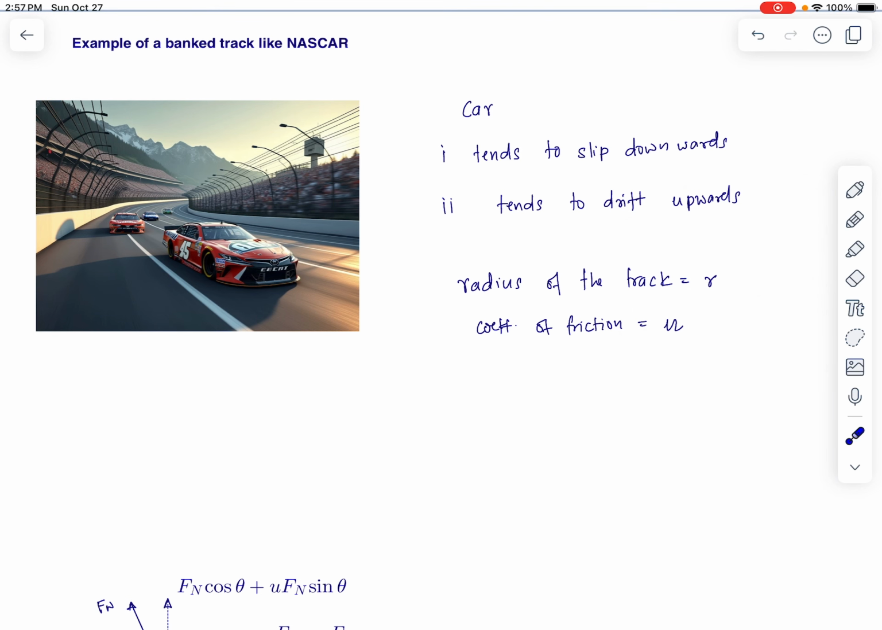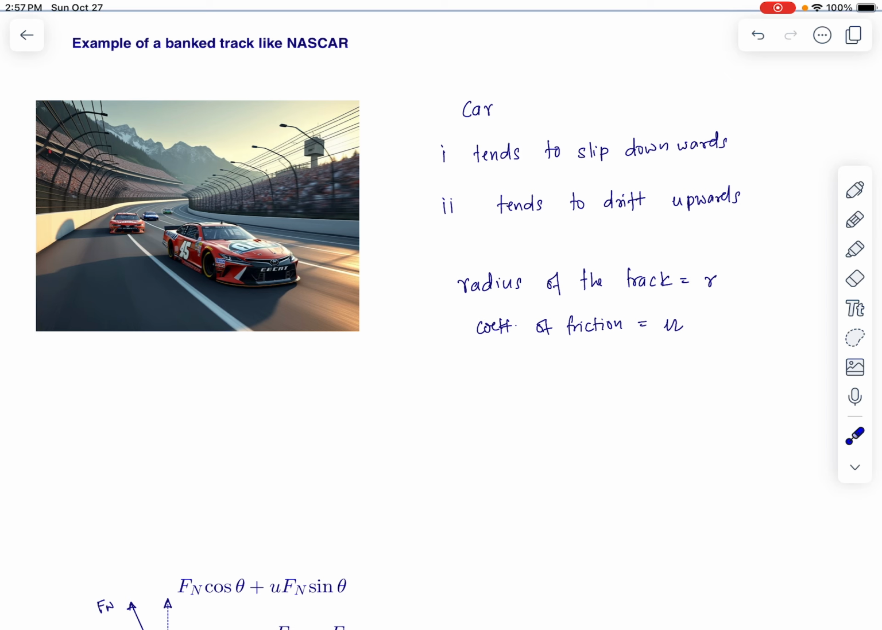So let's now look at a slightly different situation. This situation involves us going to the races. So let's say a car race, and we take the example of NASCAR. If you go to a NASCAR speedway, especially those of us who live in the Midwest, you can easily see lots of vehicles speeding on the tracks.